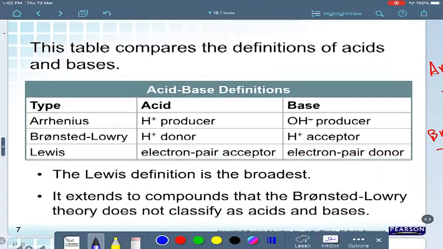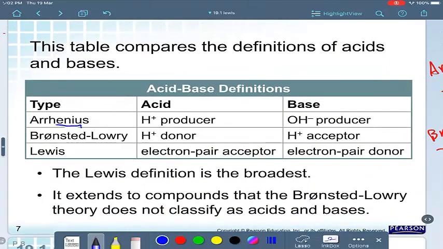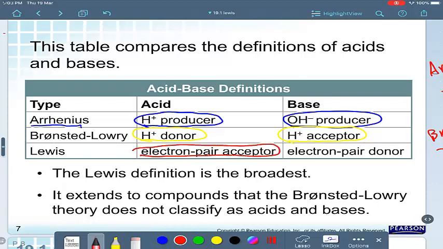Now, to avoid confusion, remember again, Arrhenius defined the acid as a hydrogen producer, but a base is a hydroxide producer. Bronsted-Lowry theory said that the acid is a hydrogen donor, but the base is a hydrogen acceptor. Lewis said something else. He said an electron pair acceptor is an acid, but if it donates an electron pair, it's a base. I think it's clear now.